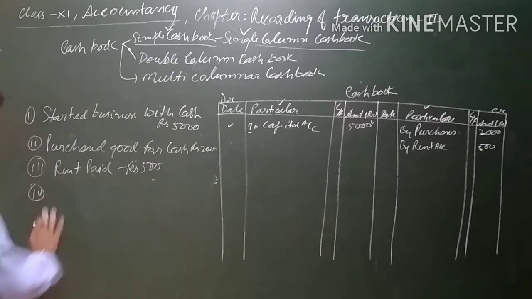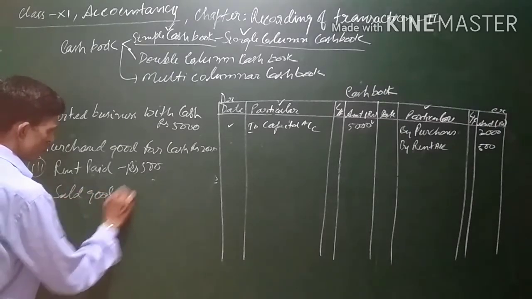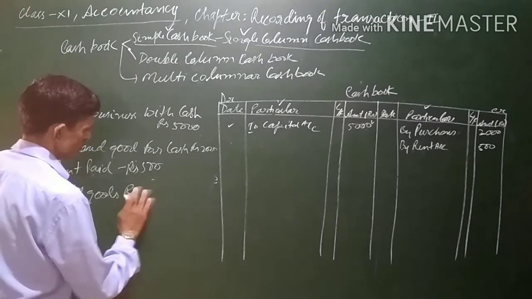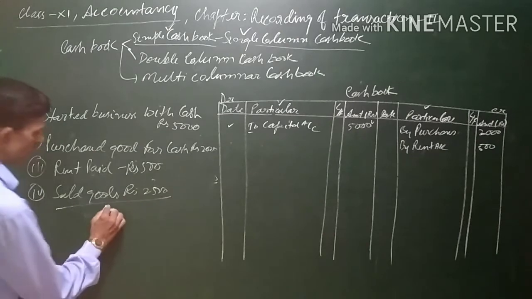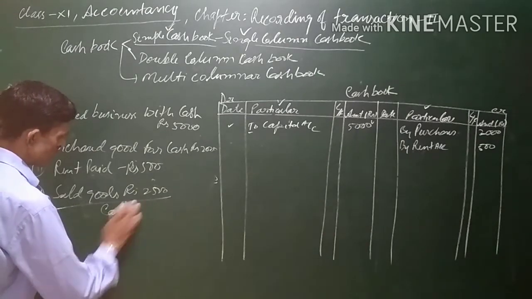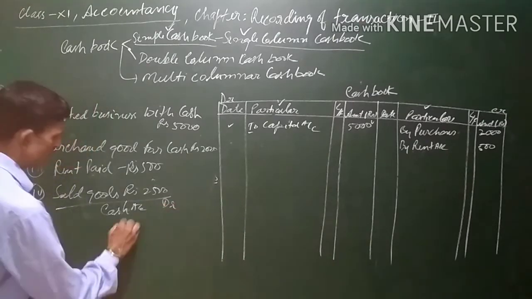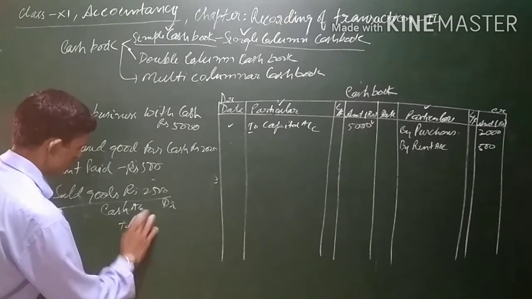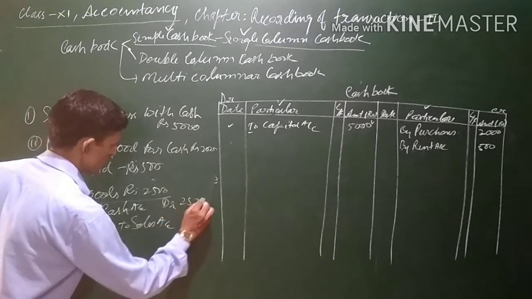Let us say sold goods rupees 2,500. Suppose you are selling goods for 2,500. So cash will be coming into the business. Cash is an asset. If an asset increases, it is debited. Cash will be debited to sales. Goods are being sold, so sales will be credited.